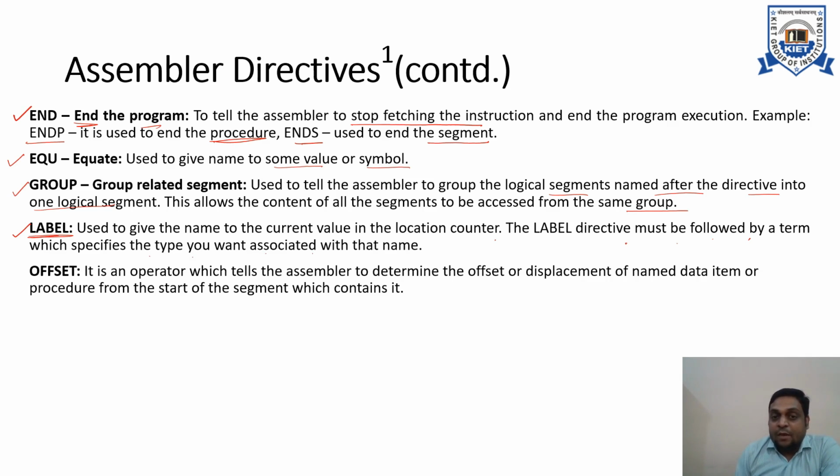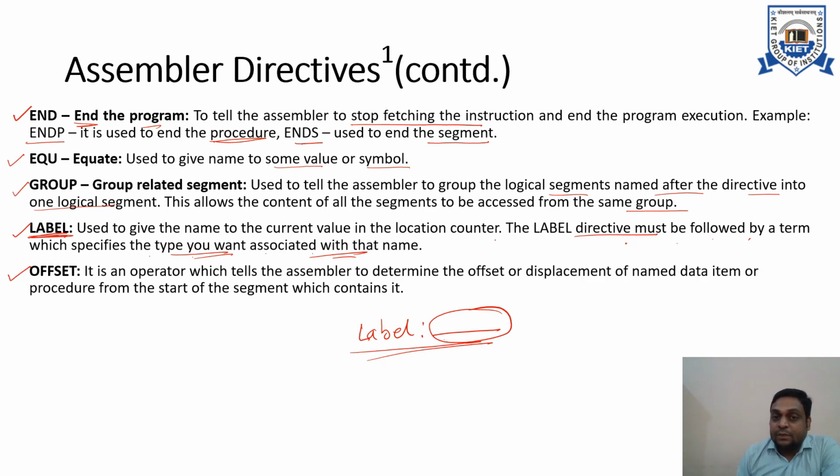That means if we say label colon this, it means there is a name which is specified, and this label directive must be followed by a term which specifies the type you want to associate with that name, which kind of label it is.